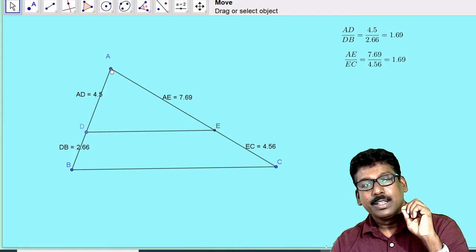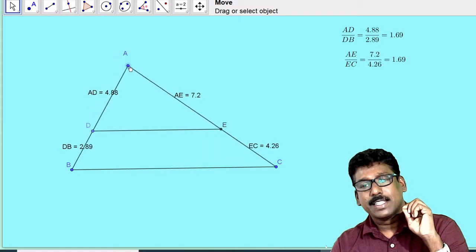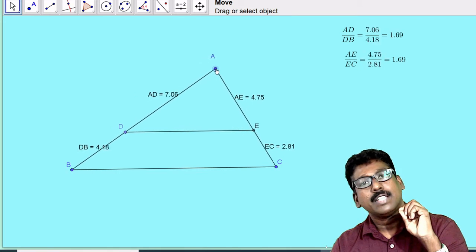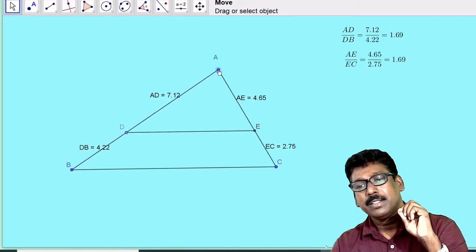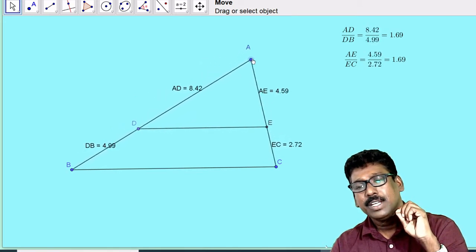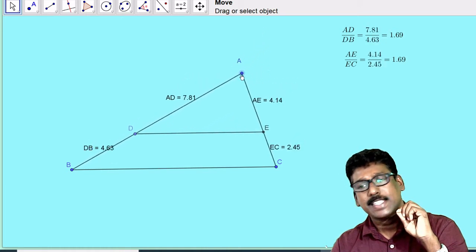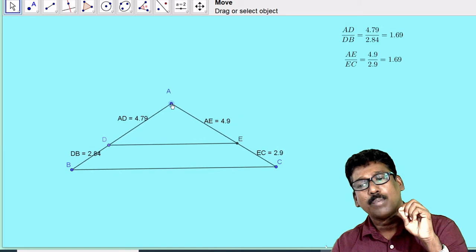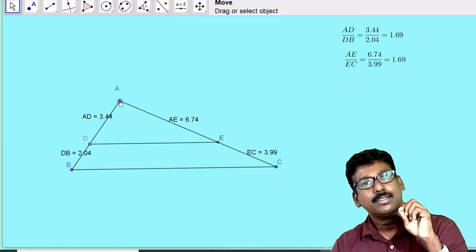Now let me change the size. What will happen to the ratio, that is AD by DB and AE by EC? In all the cases you can see the ratios remain the same, that is 1.69.